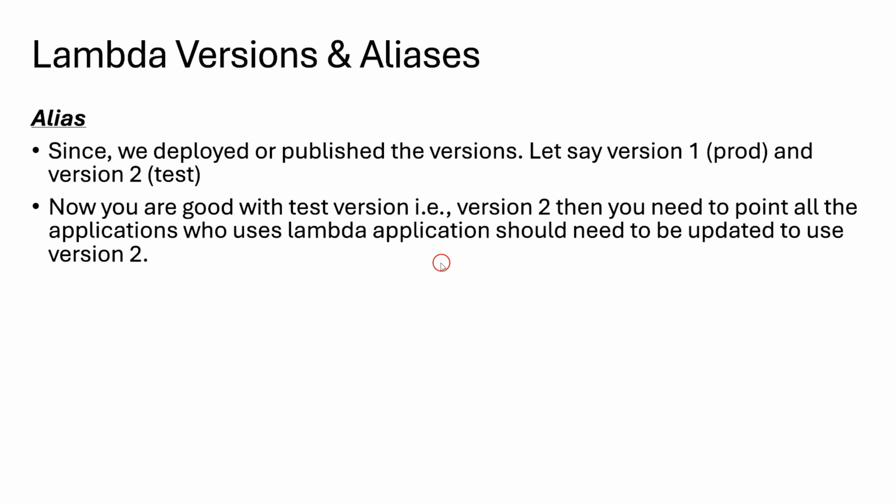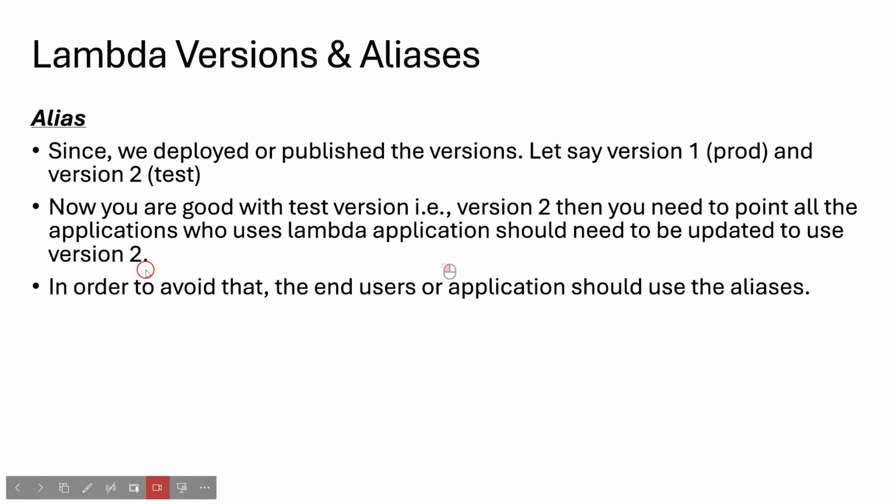So to fix that, the better approach that Lambda comes up with is alias. In order to avoid that, the end users or applications should use the alias. So now instead of directly pointing to the versions, users point to aliases. The advantage of pointing to aliases is that they can be switched between versions.